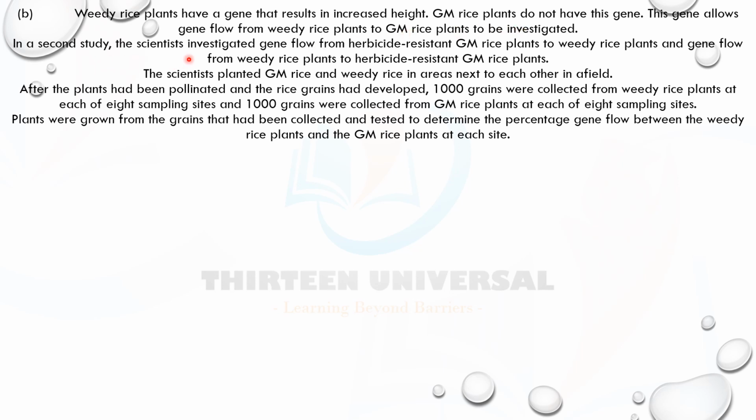In a second study, the scientists investigated gene flow from herbicide-resistant GM rice plant to weedy rice plant and gene flow from weedy rice plant to herbicide-resistant GM rice plants. The scientists planted GM rice plant and weedy rice plant in areas next to each other in a field. After the plants had been pollinated and the rice grains had developed, 1,000 grains were collected from weedy rice plants at each of 8 sampling sites, and 1,000 grains were collected from GM rice plant at each of 8 sampling sites.